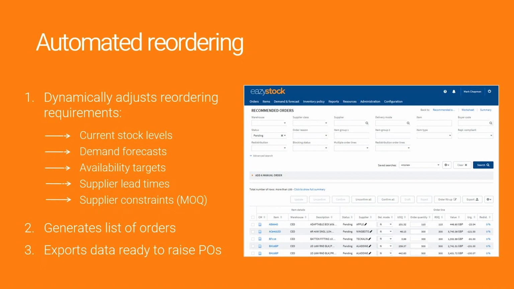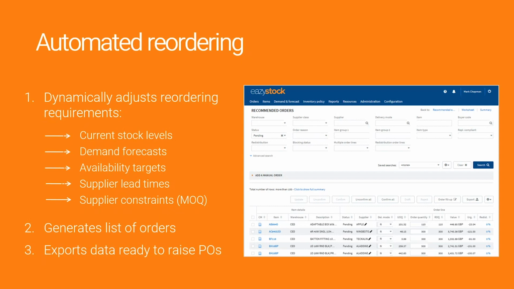EazyStock will also consider supply lead times. So if you find your lead times are getting longer, EazyStock will take note of this and it will automatically bring forward some orders or increase the quantity of some orders. And it can also look at supply constraints, such as making sure that you're taking into account minimum order quantities, etc. And the outcome is that it generates a list of orders and order proposals. And that then means that your team can start to manage by exception.